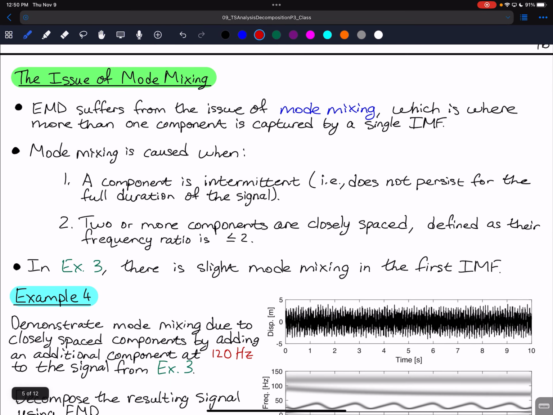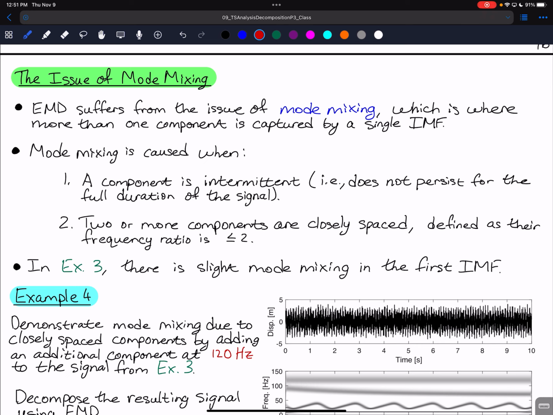Okay, let's talk about this mode mixing issue. Although EMD did pretty well before, it often suffers from an issue known as mode mixing, which is where a single IMF will capture multiple components rather than only a single component. This is caused when either a component is intermittent, which means that it exits the response before the end of the measurement, or some of the components are closely spaced, which is defined as their frequency ratio being less than 2, although you can have mixing when it is a little bit higher than 2 as well.